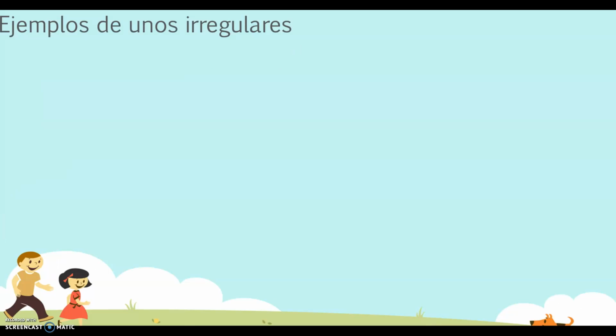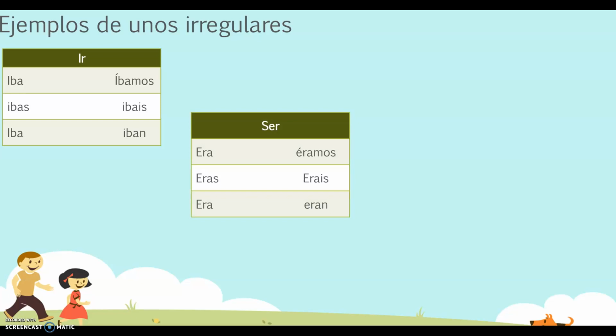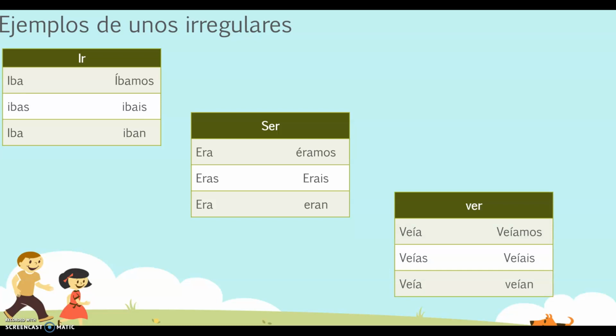Solo hay 3 verbos irregulares en el imperfecto. Ir quiere decir to go. Ser quiere decir like to be. And remember, we use ser to describe what people look like or what their personalities are like. And the last verb is ver, which means to see. Again, we will do some practice with these irregulares.